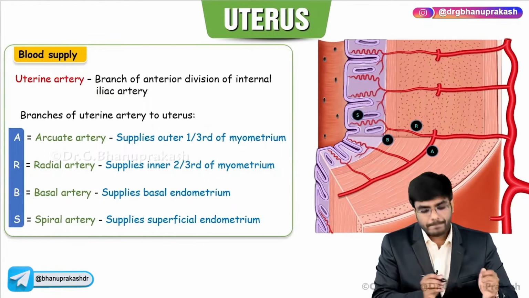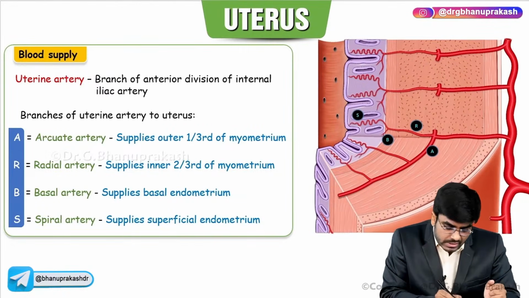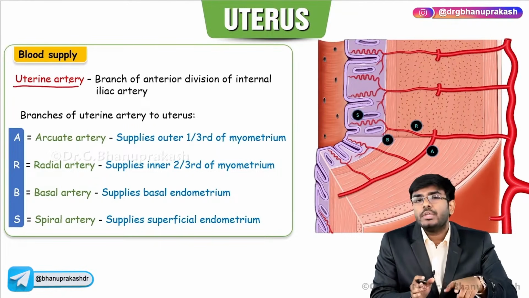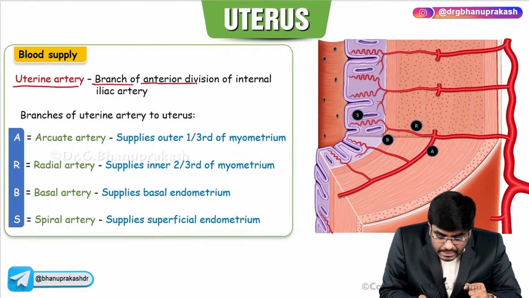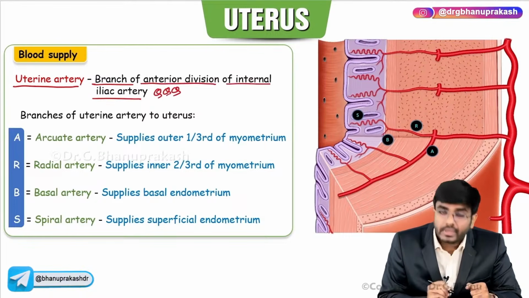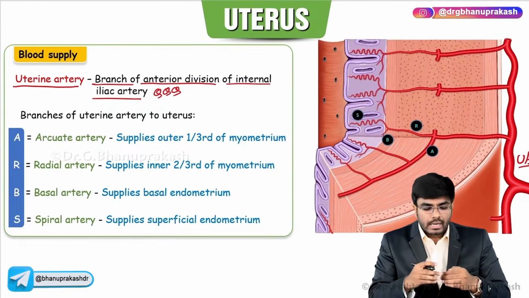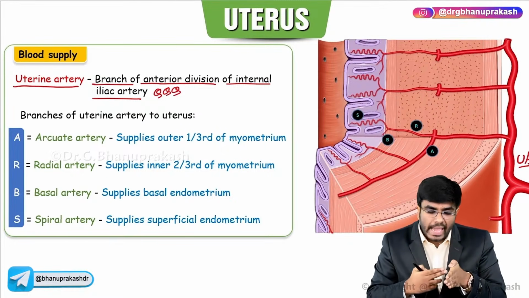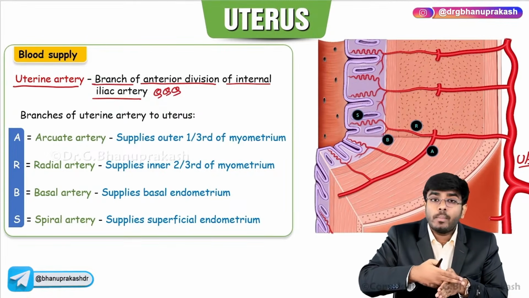Very important topic. Guys, I think almost 5 times, maybe even 10 times, this question was asked. Blood supply of the uterus is simple, uterine artery, but that's not the question. The uterine artery is a branch of the anterior division of the internal iliac artery. This is the MCQ. This is the uterine artery. Now it is going into the uterus, so it has to cross the perimetrium and myometrium, and enter the endometrium.